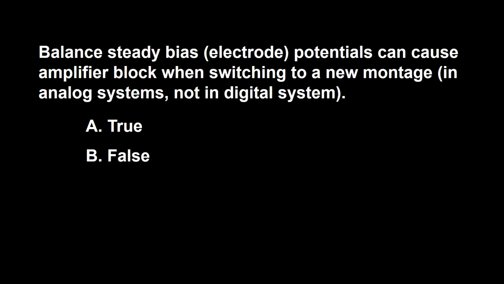The next question is, balanced steady bias electrode potentials can cause amplifier block when switching to a new montage. A, true. B, false. The answer to this question is true.